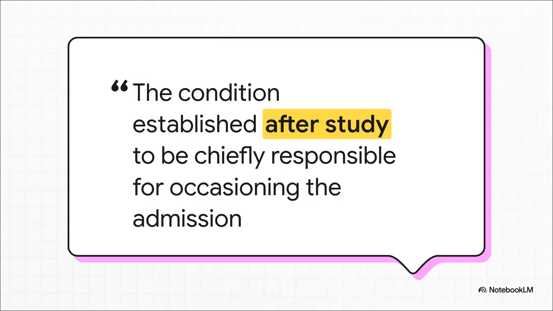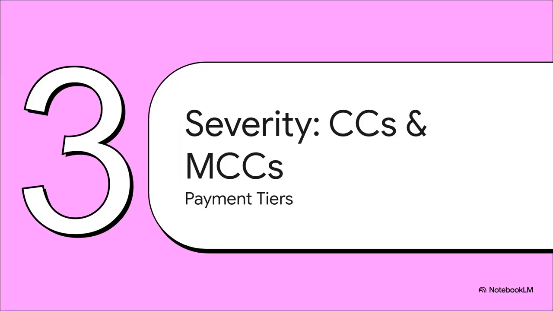And here we have the official coding guideline definition of the principal diagnosis. It is the condition established after study. That phrase is absolutely crucial because it dictates the entire major diagnostic category. If a coder mistakenly assigns the initial symptom, like that abdominal pain, as the principal diagnosis instead of the confirmed appendicitis, the MDC will be wrong. And if the MDC is wrong, the entire MSDRG will be completely incorrect, which almost always means the hospital gets underpaid. All right, Section 3, severity, CCs and MCCs.